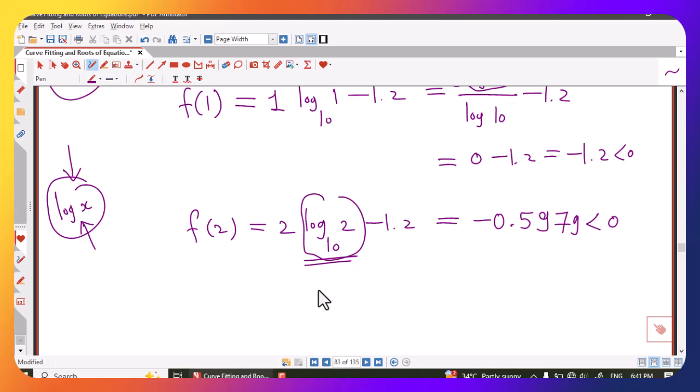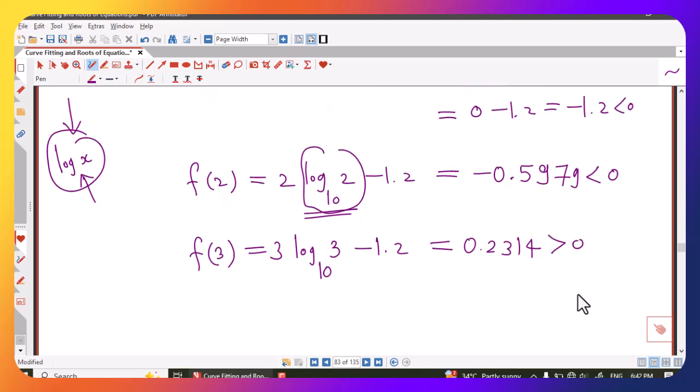So we have to check for another value. We are interested in the value of function for which function is now positive. So now I consider x equal to 3 in f(x), that is f of 3 is 3 log 3 base 10 minus 1.2, and again using scientific calculator I obtain this as 0.2314, and it is positive. This means function is of opposite signs at x equal to 2 and x equal to 3.